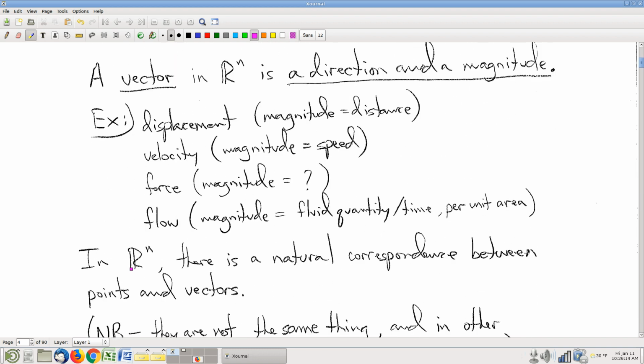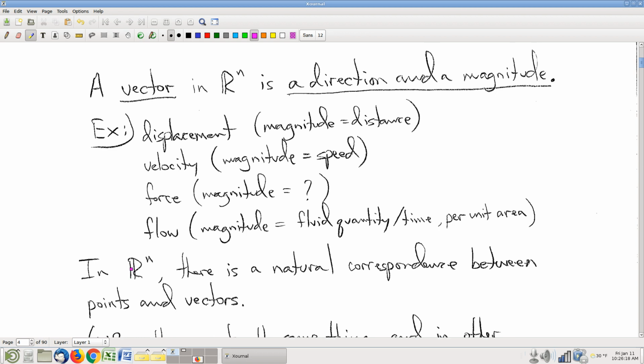Now we're going to actually go and talk about vectors. So first, a definition. A vector is a direction and a magnitude.